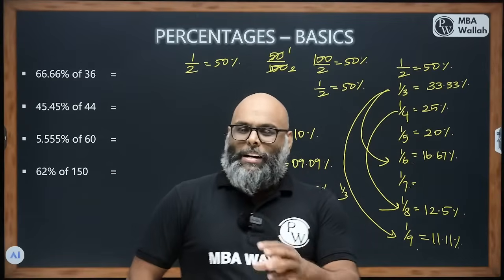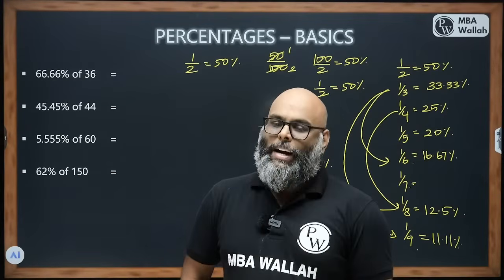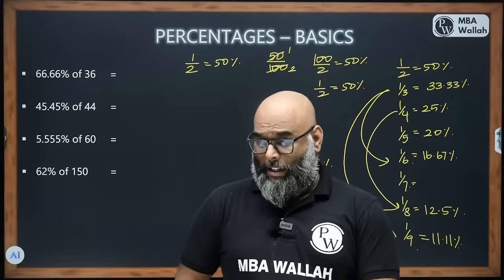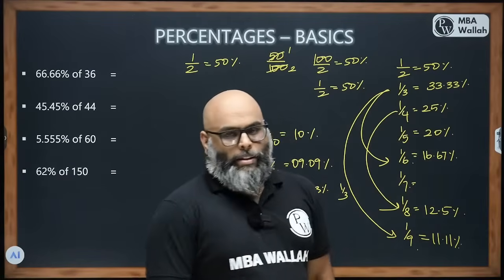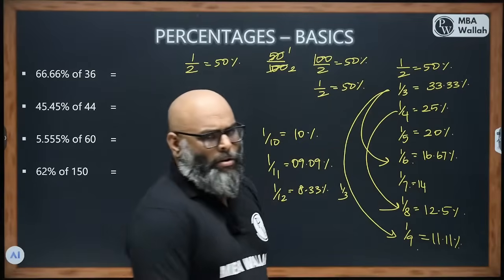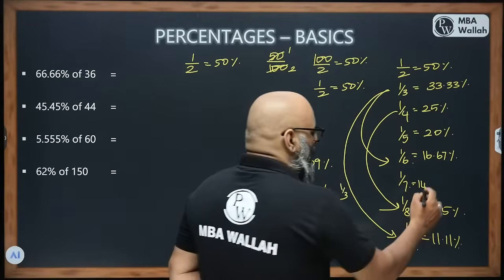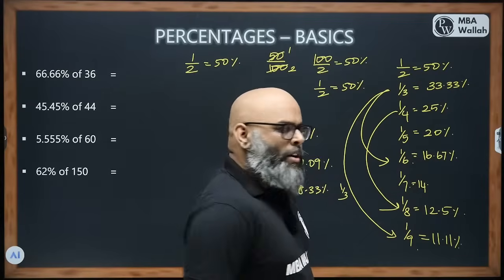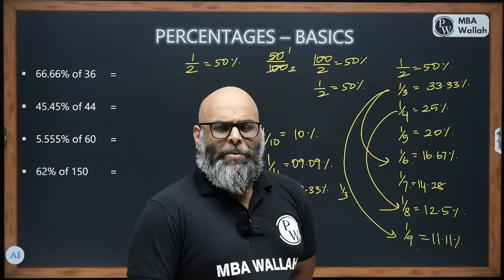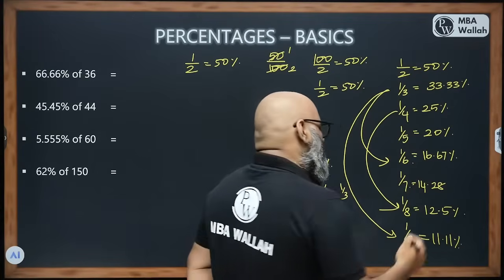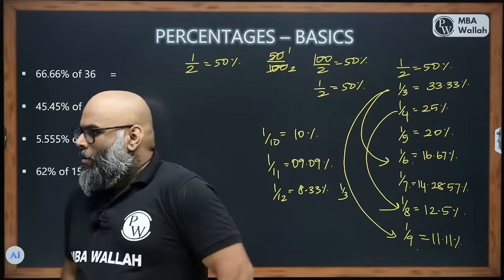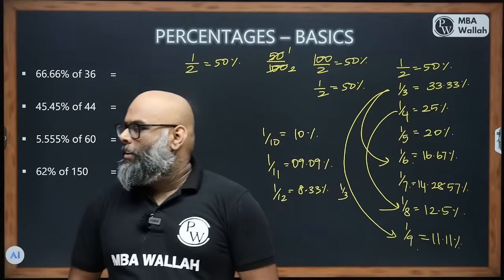I give people a nice way to remember 1 by 7. You can divide 100 by 7 and then take the value, but there's a much simpler way to remember 1 by 7. What is twice 7? Double of 7 is 14. What is double of 14? It's 28. What is double of 28? 56 plus 1 is 57. That is 1 by 7. 14.2857.